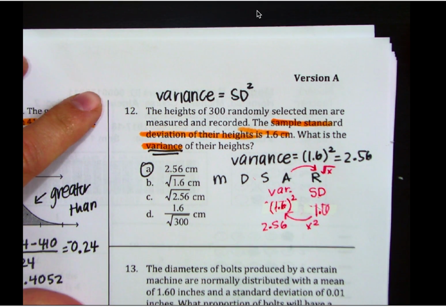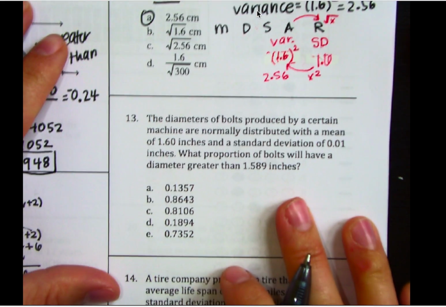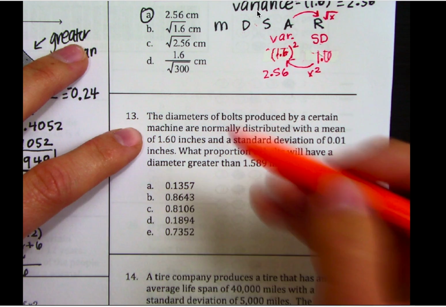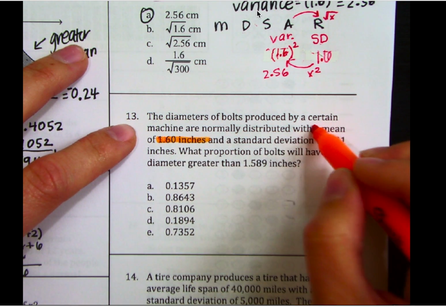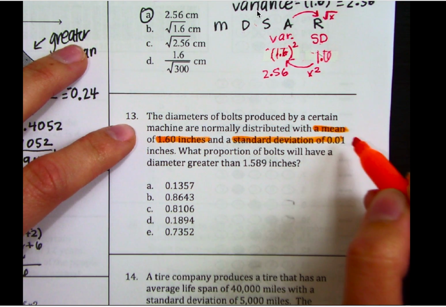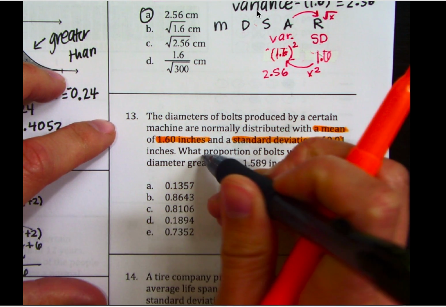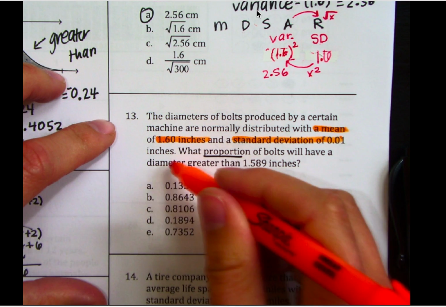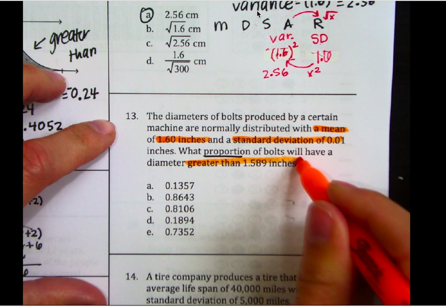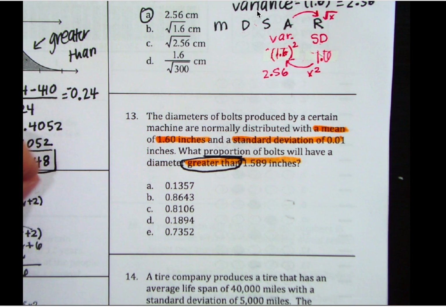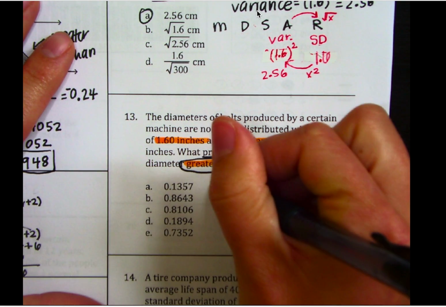successful with that question. Okay, number 13, the diameters of bolts produced by a machine are normally distributed with a mean of 1.6 and a standard deviation of 0.01. They want to know what proportion of bolts will have a diameter greater than 1.589. So that's important. They want to know the greater than. All right, so here we go again.